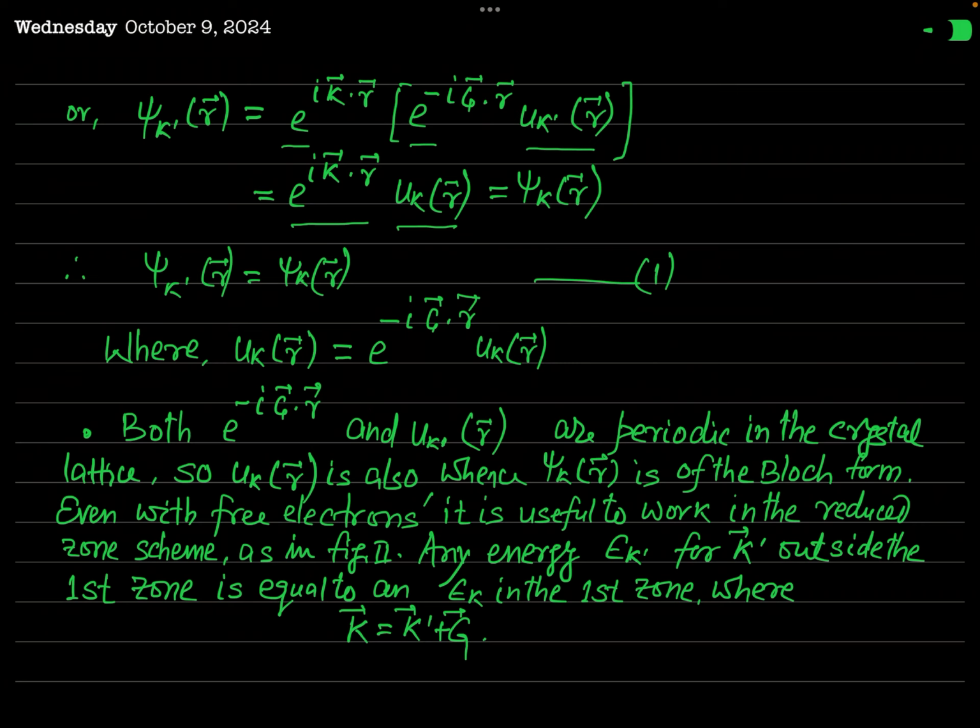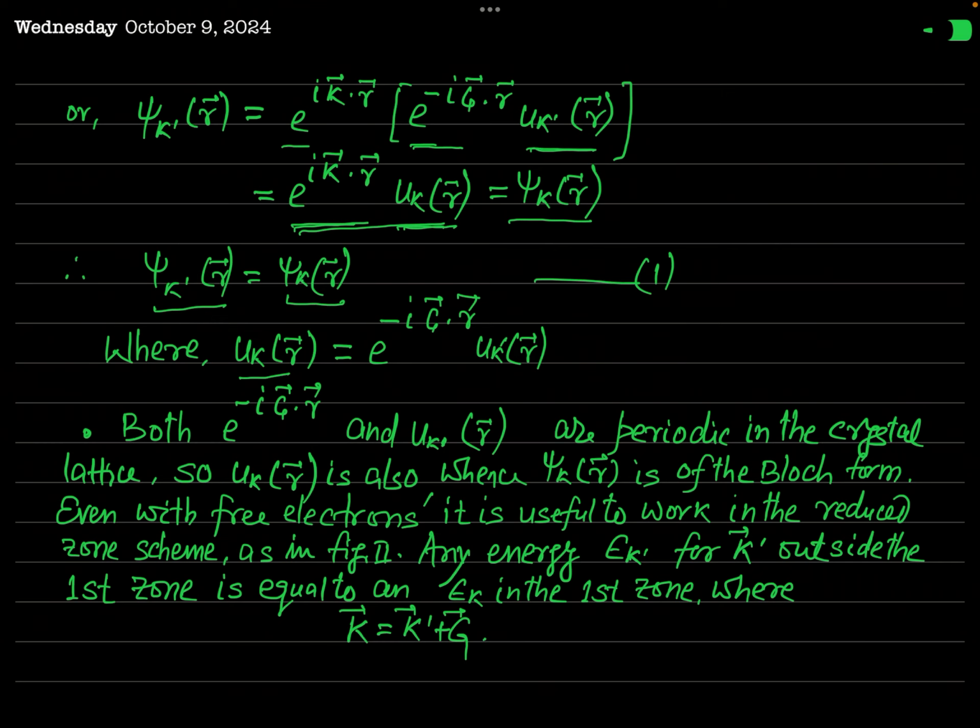And so this is e to the power i k dot r times u k of r. Why? Because this e to the power minus i g dot r times u k dashed of r is actually equal to u k of r. And therefore this product, e to the power i k dot r times u k of r, is simply the Bloch function with wave vector k. So this can be written as psi k of r. So you can see that psi k dashed of r is equal to psi k of r.